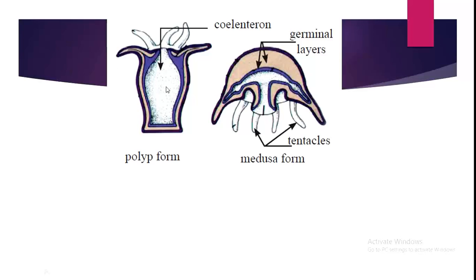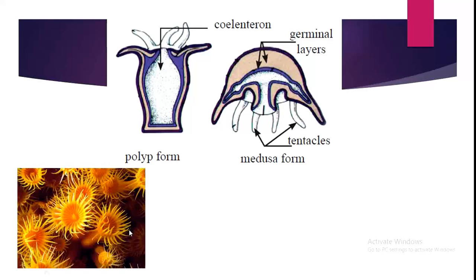The coelenteron shown here acts as the digestive tract. Sometimes you may have heard that there are poisonous varieties of these jellyfish because they can release poisonous substances in order to paralyze the prey.